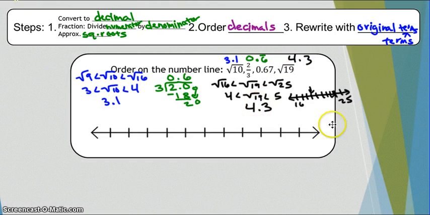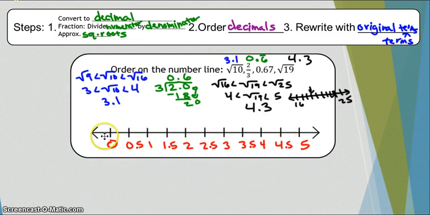They are all positive, so when we put these on the number line, I'm going to start with 0, and I'm actually going to go by halves or by 0.5s. So here's 0 and 5/10, 1, 1 and 5/10, 2, 2 and 5/10, 3, 3 and 5/10, 4, 4 and 5/10, and 5. That way we can get it a little bit more separated. Okay, our first one that we're going to plot is 3 and 1/10, which is going to be in between 3 and 3 and 5/10, so about here. When we label it, we want to use its original form, which is the square root of 10.